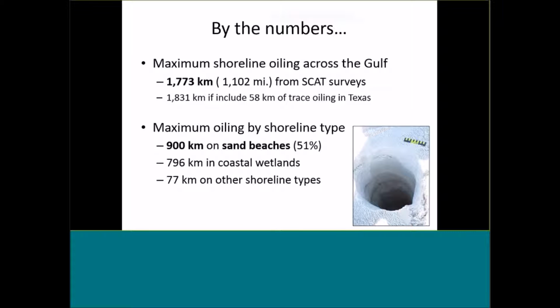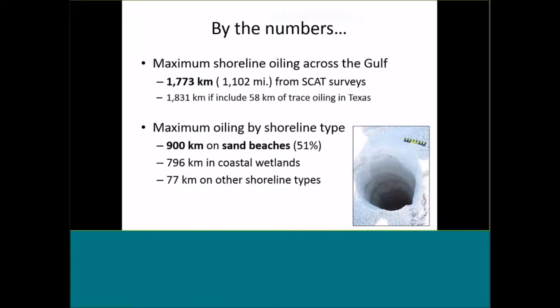So, break it down by shoreline type or shoreline habitat. There were 900 kilometers of sand beaches Gulf-wide oiled. That was about 51% of the maximum oiling overall. Almost 800 kilometers in coastal wetlands, mainly salt marsh, also some mangrove areas and lower salinity marshes. And then a little bit more than 70 kilometers on some other shoreline types like riprap, seawalls, bulkheads, et cetera. Again, a picture of some buried oil on a beach. I think that's probably from Pensacola Beach, if I remember.